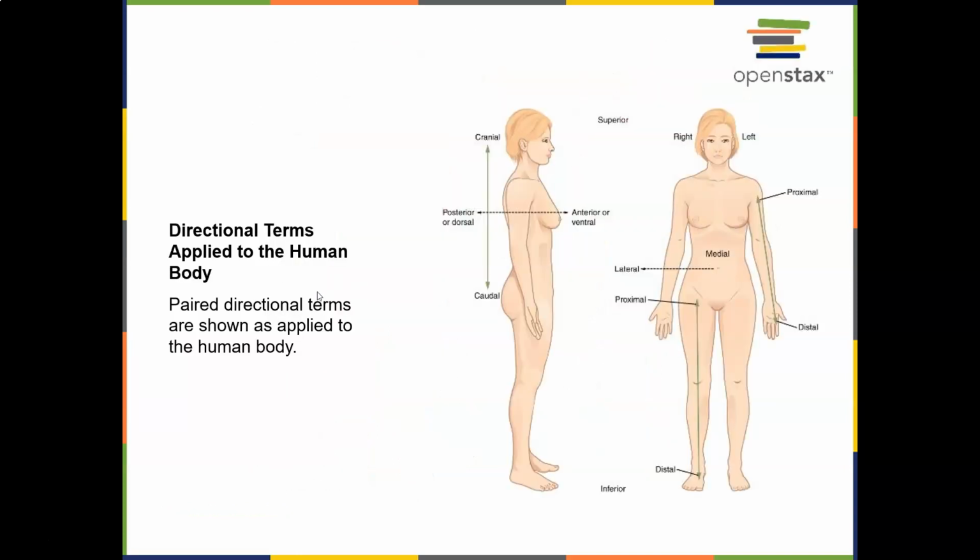Direction terms apply to the human body. Well, cranial is towards the head, caudal is toward the tail, anterior is ventral, posterior is dorsal. Okay, the right and the left. Make sure you know that lateral is towards the outside and medial is towards the midline. Proximal is closer to the trunk and distal is away from the trunk.